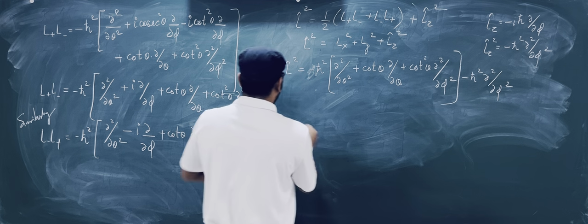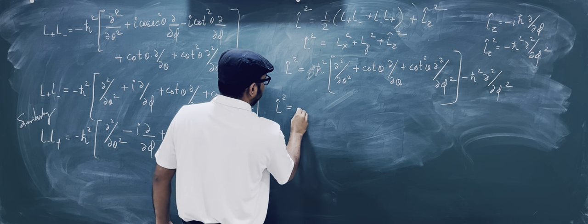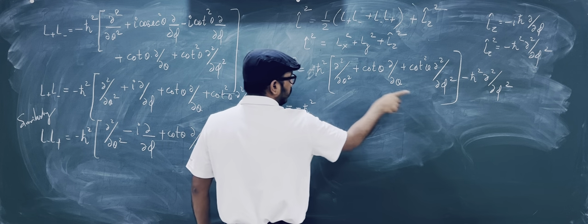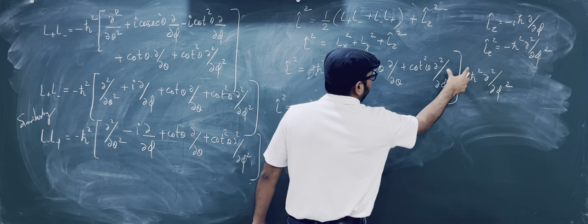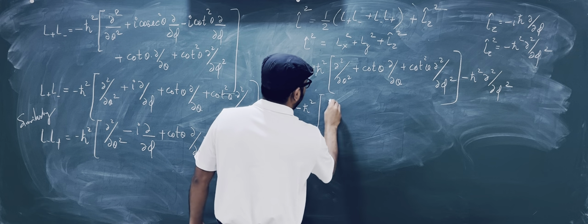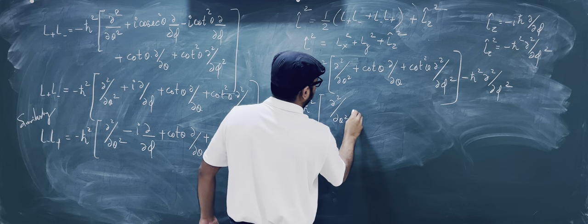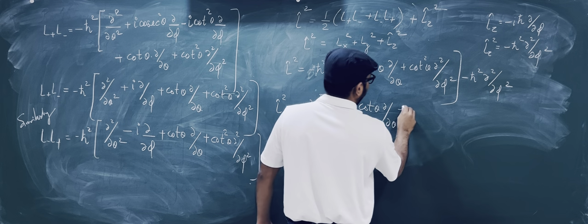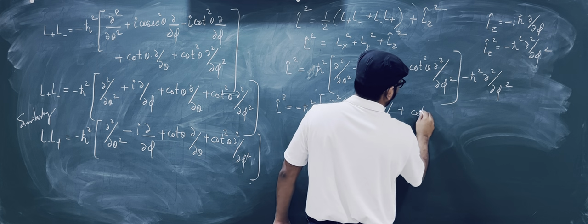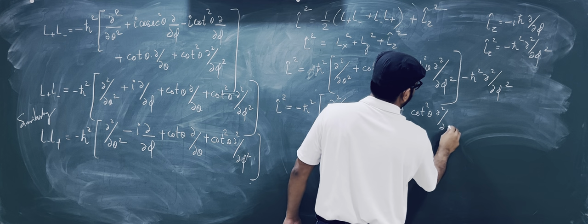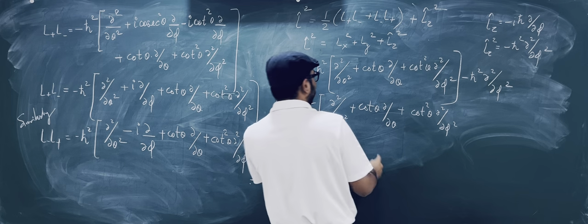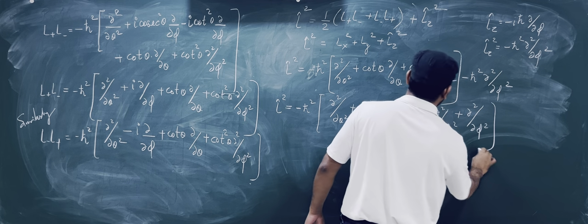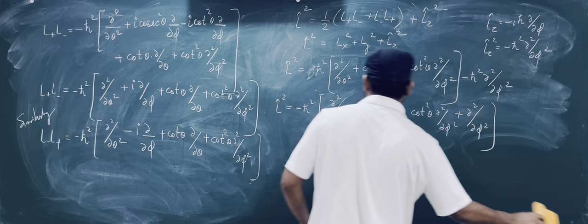Now L square is minus ħ square. I have taken minus ħ square common from here as well. So this term will be coming with this. So this becomes del 2 over del theta square plus cot of theta del over del theta plus cot square theta del 2 over del phi square. Minus ħ square has come out, so there will be plus del 2 over del phi square here. Nice term, we have a nice term here, see.